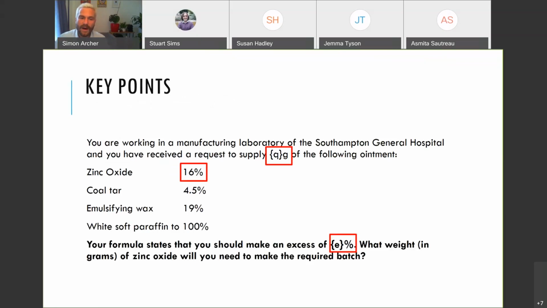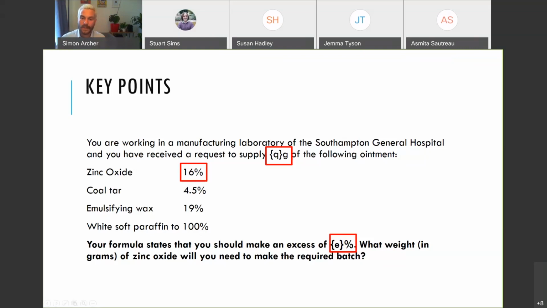So we know our key points here. Our key points when we do our calculation are the quantity, which was our Q, and the excess, which is our E, and we're asking for the excess of zinc oxide. So I need to keep in mind the percentage of zinc oxide in this cream or ointment. This recipe says if you're making 100 grams, so 100%, you feature 16 grams in that. So if I was making a 100-gram pot, I would want 16 grams of zinc oxide present.